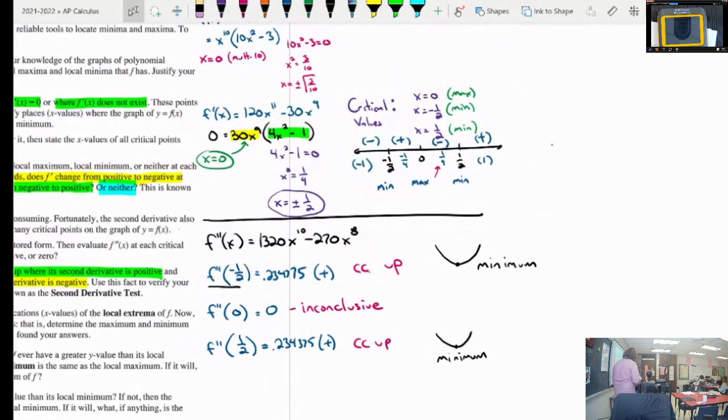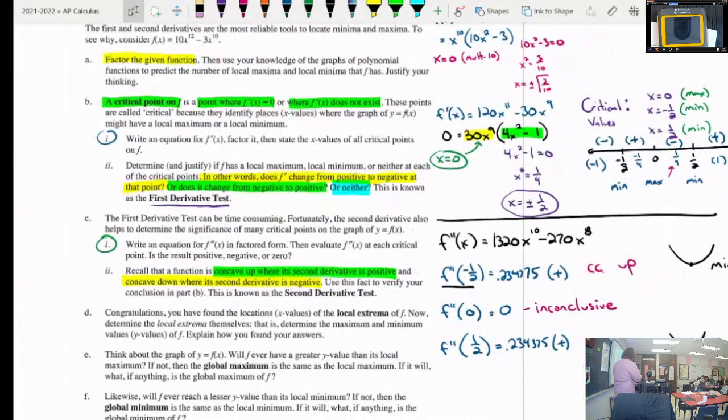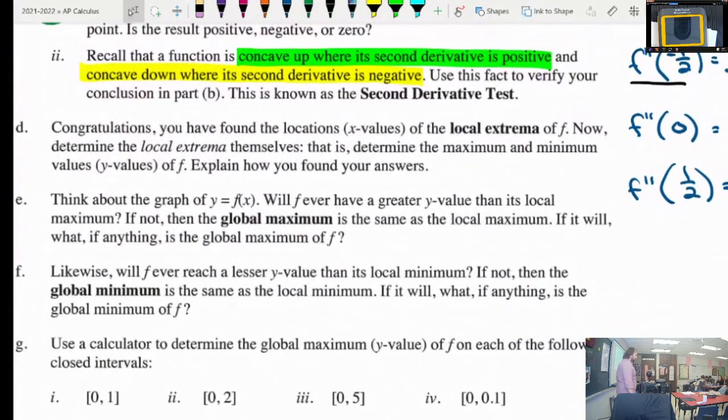Now, this is the stage of the game where we're actually going to take a look at the actual function, because we haven't done that yet. All this information came from us doing derivative stuff. So for question D, congratulations, we have found the locations of the local extrema. Now we're actually going to determine what those local extrema actually are. And we're going to use the calculator for that. We're going to look at the graph.